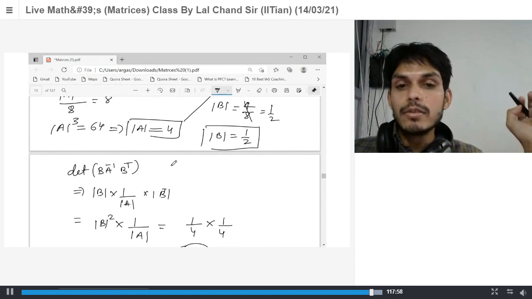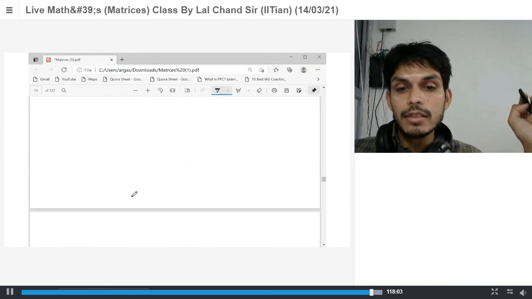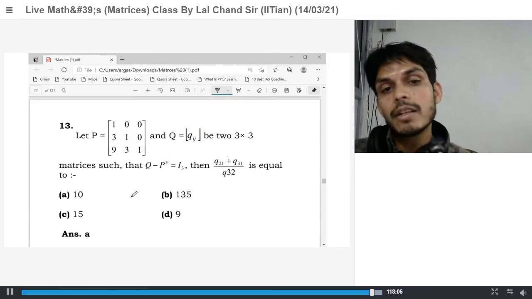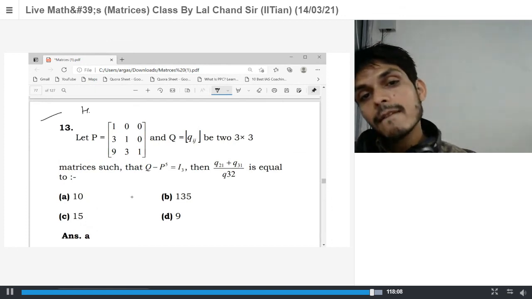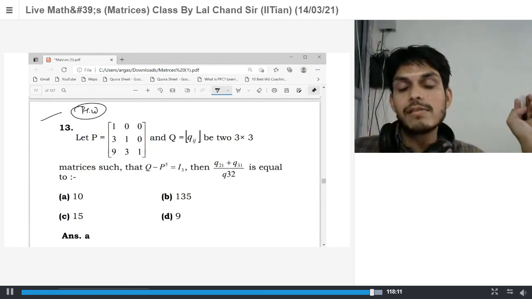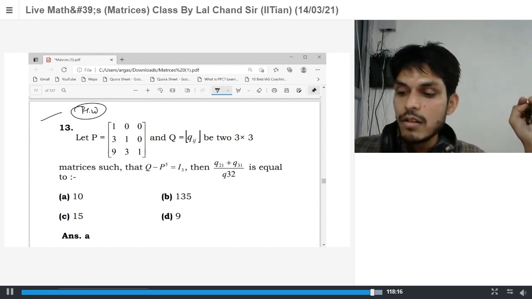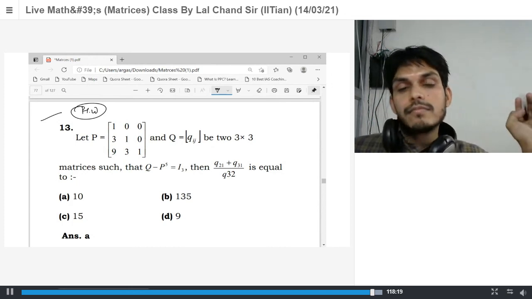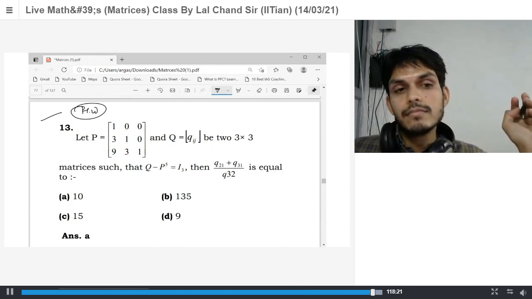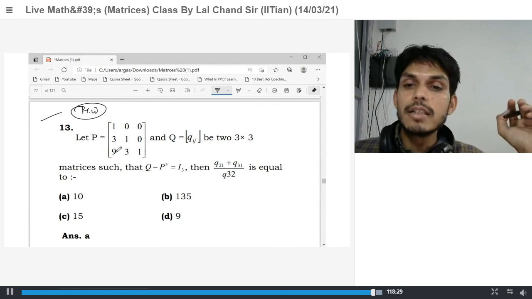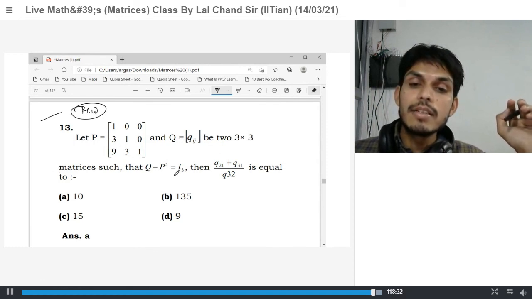Okay, so note down a few problems you have to solve at home. So this is a system of equations. You can solve this problem at home. You have been given a P matrix 3 cross 3 and this equation. This is Q minus P power 5. So you need to calculate P power 5.